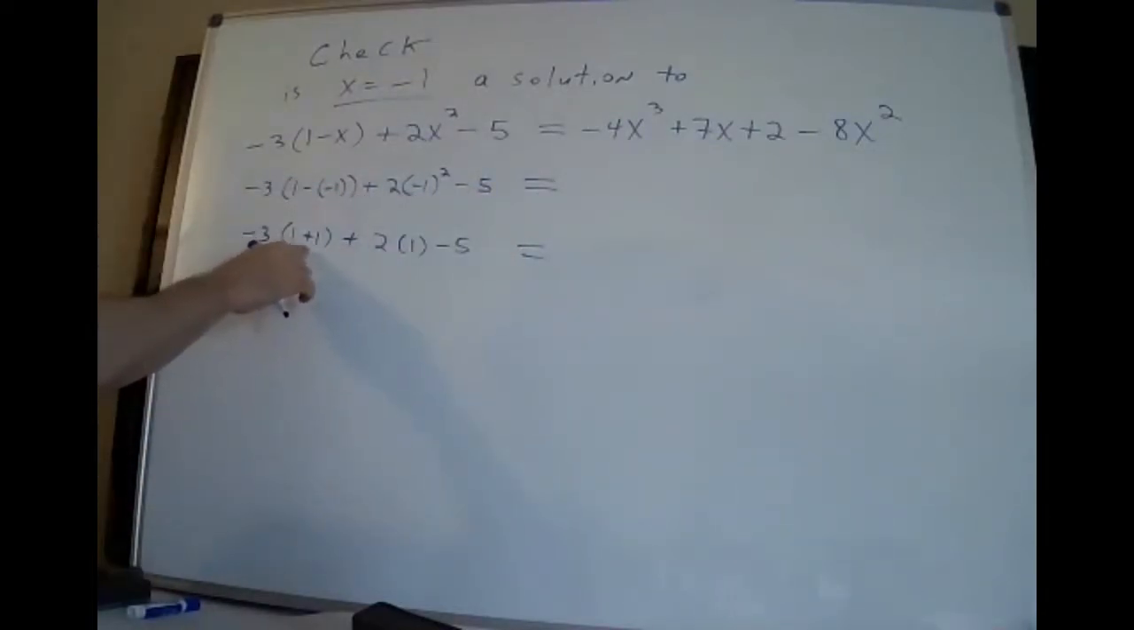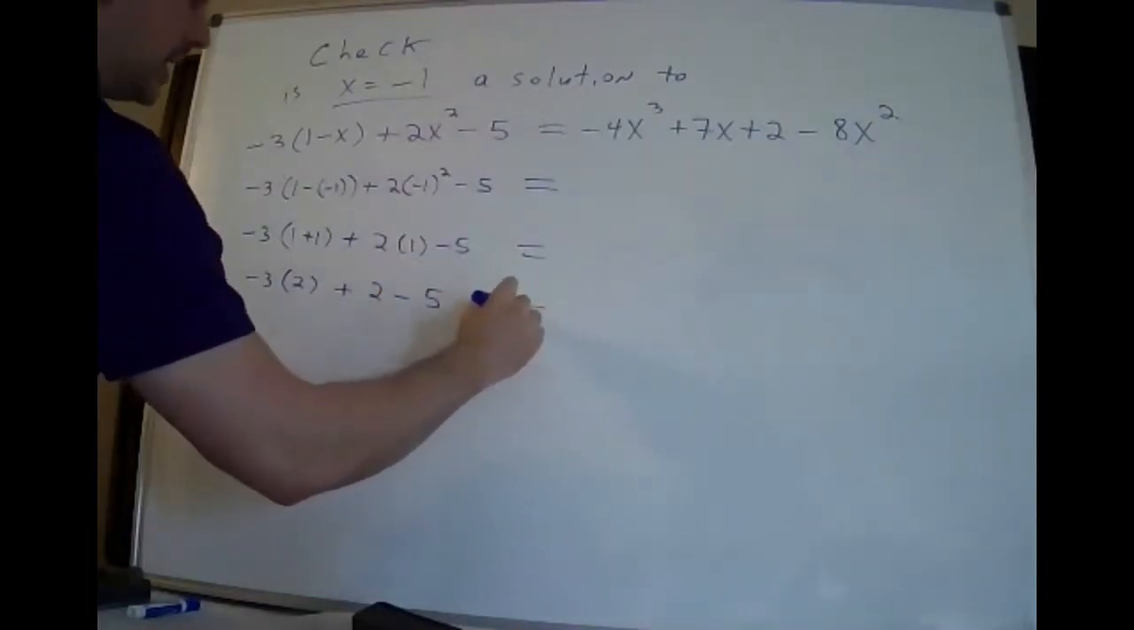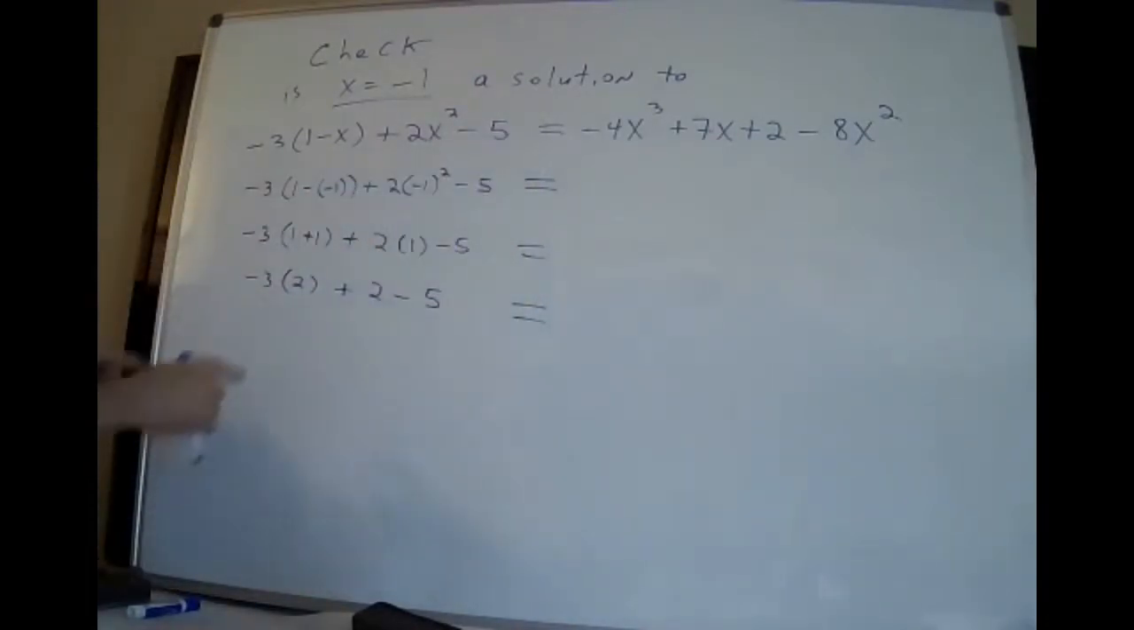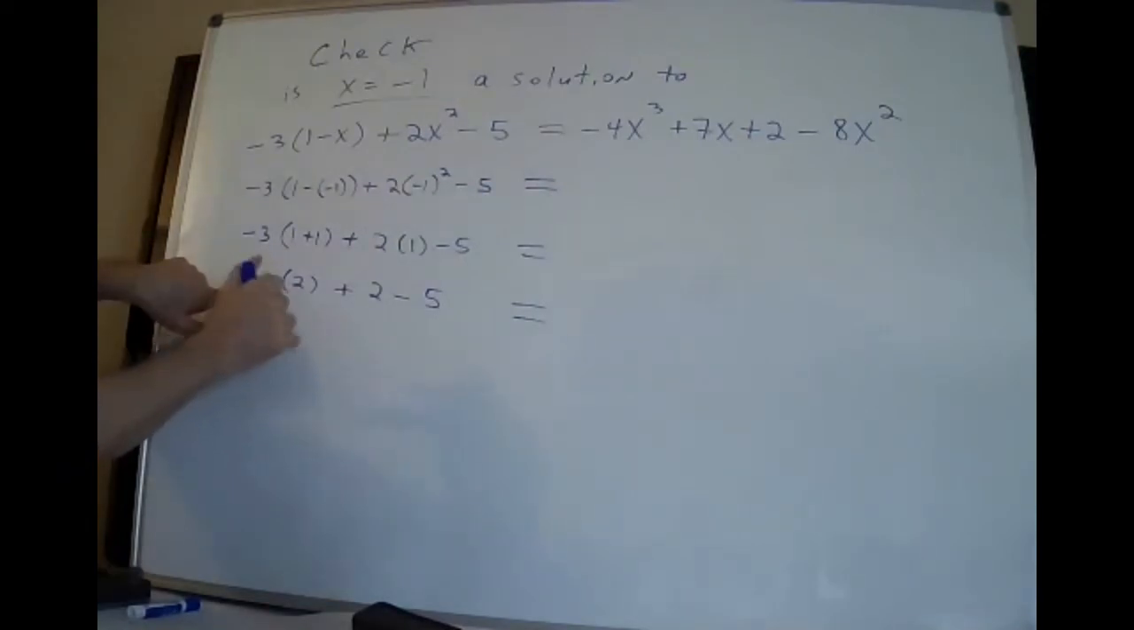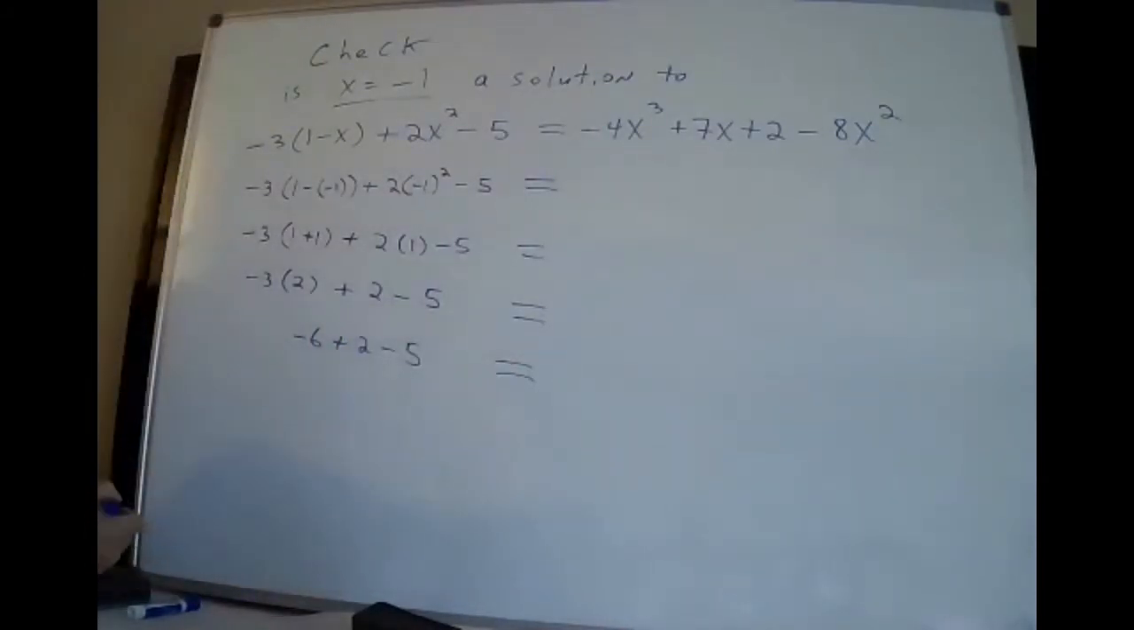Now I'm going to do inside my parentheses first. 1 plus 1 is 2. This is 2 times 1, which is 2. I still have the -5 there. Keep the equal in the middle. Now keep going down. -3 times +2 is -6. Keep the equal in the middle.